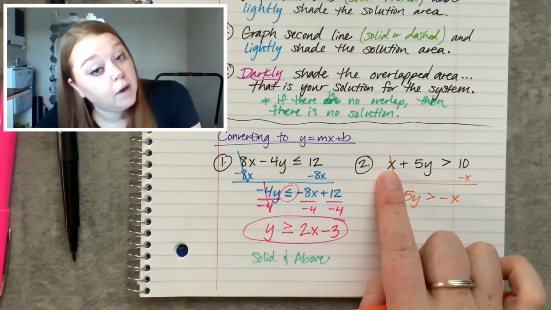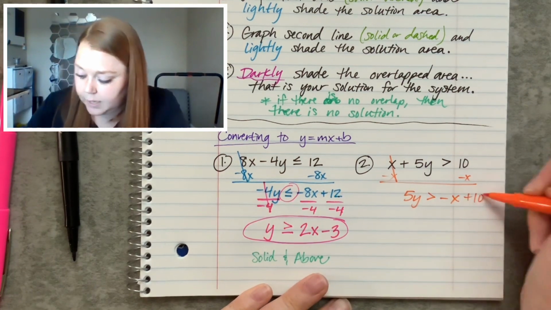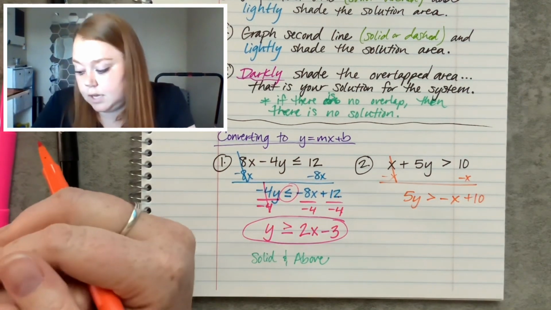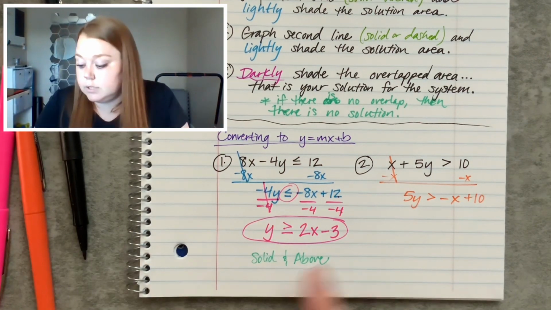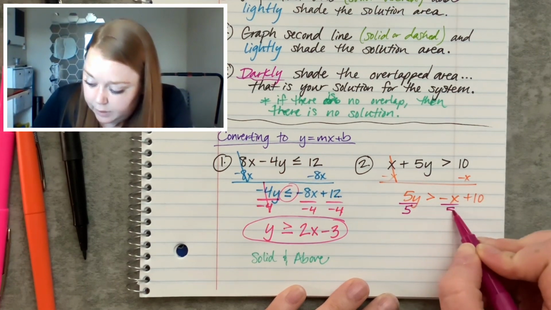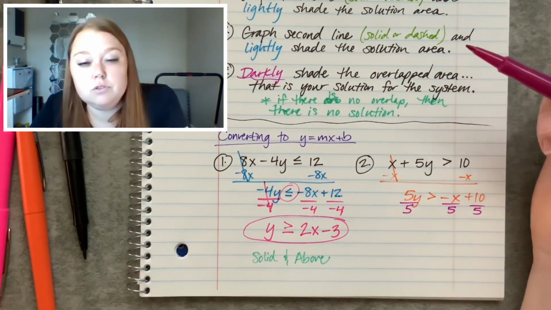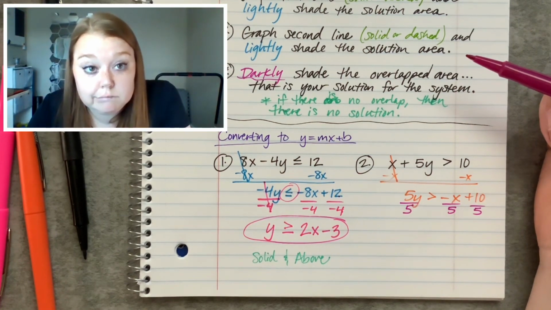So on the left side, it was positive x. If I move it to the other side, it becomes negative x. So now we have 5y is greater than negative x plus 10. Okay. To get y by itself, we divide by whatever's attached to it. I got to divide everything by 5 then. You just divided by a positive. Do you need to switch the sign?